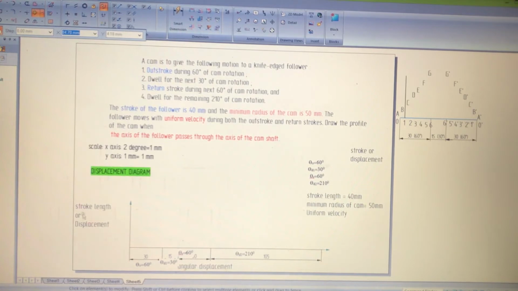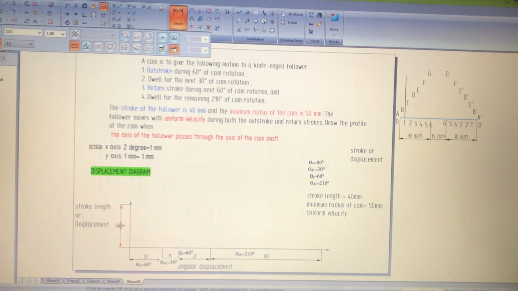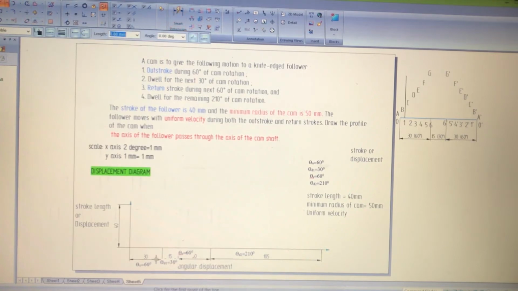Now the x-axis is over. We'll come to the y-axis. On the y-axis you have the stroke length of 40 mm. Now I need to divide this angle of rise into 6 equal parts. It may be 8 or 6; I am taking 6 equal parts. Here he mentioned uniform velocity, correct? Uniform velocity means it is having constant velocity.